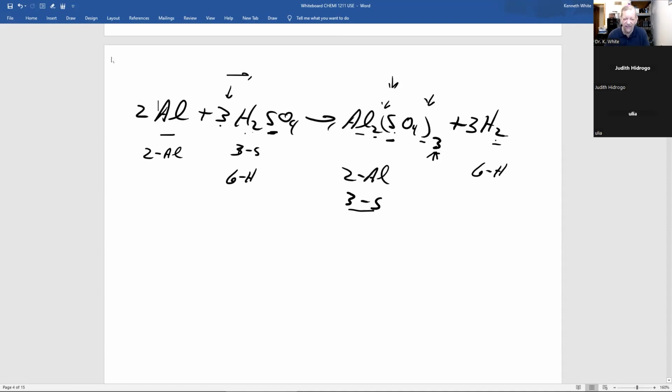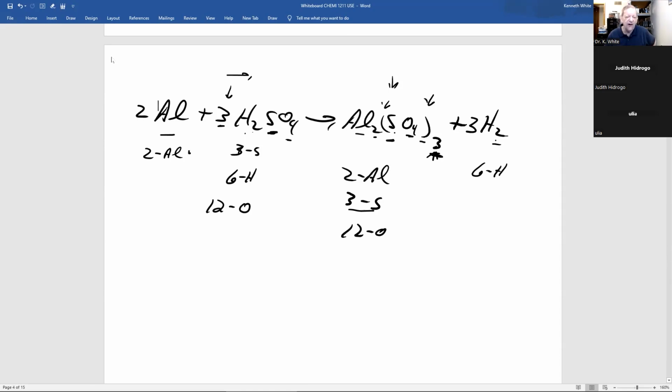And all I have left is oxygen. Here I have 3 times 4, 12 oxygen. Now remember, oxygen, you have 4, but you multiply it times the 3 because it's in the bracket there. And I have 12 oxygen there. Well, it looks good. Let's check if we balanced it.